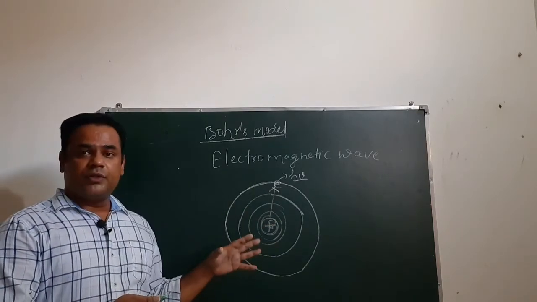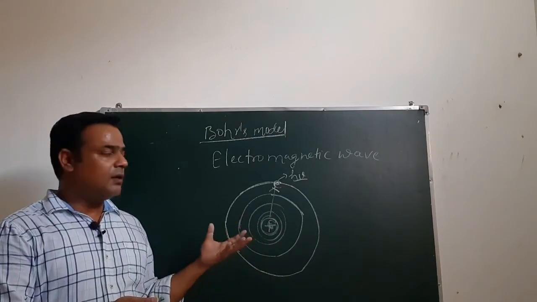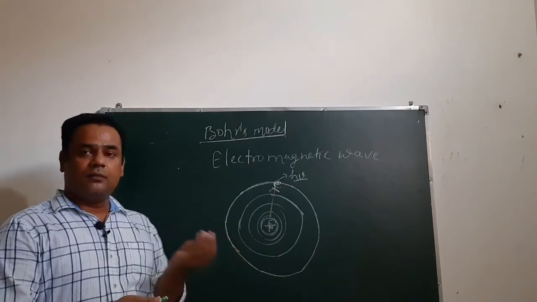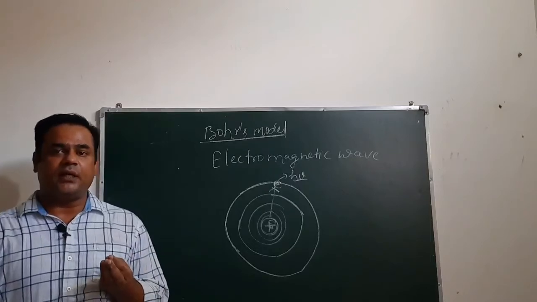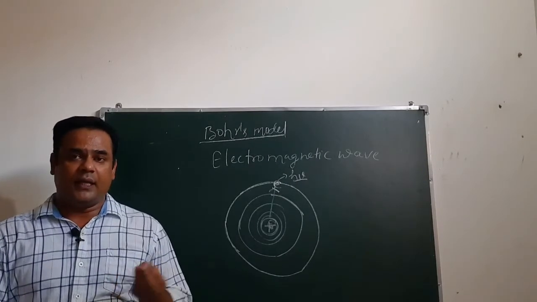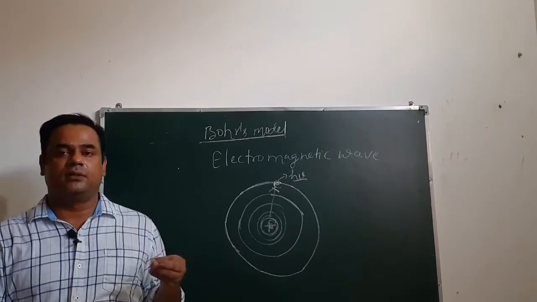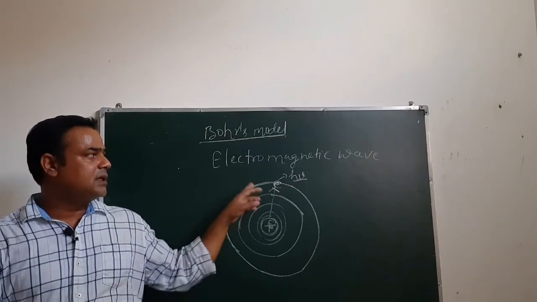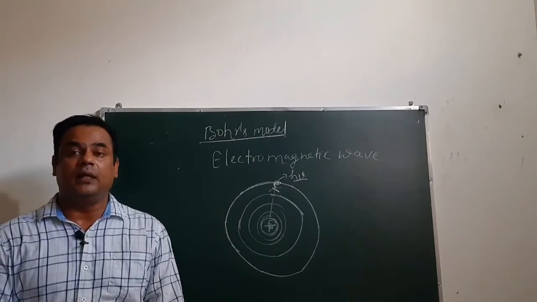According to all these observations, Rutherford gave the model of the atom in which positive charge is present at the nucleus and electrons revolve around it on a circular path. The name of that circular path is orbit or shell.